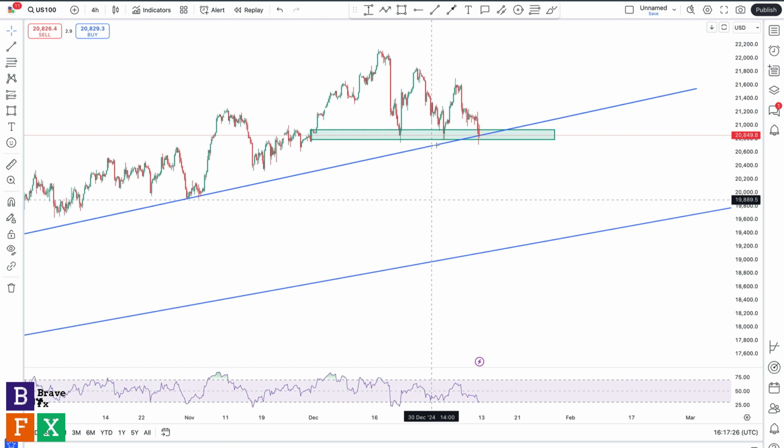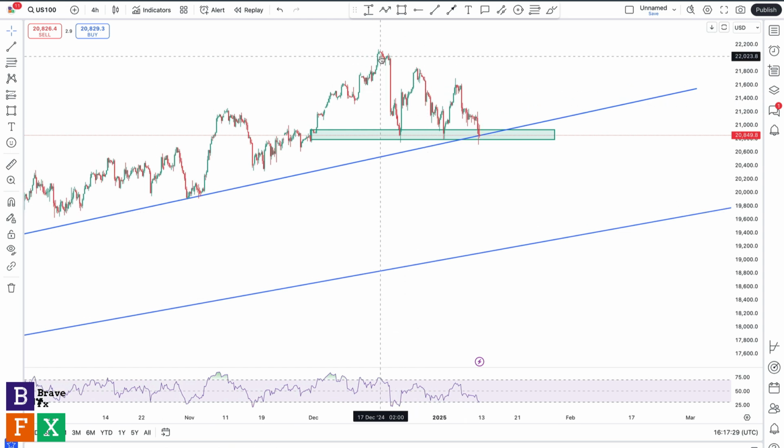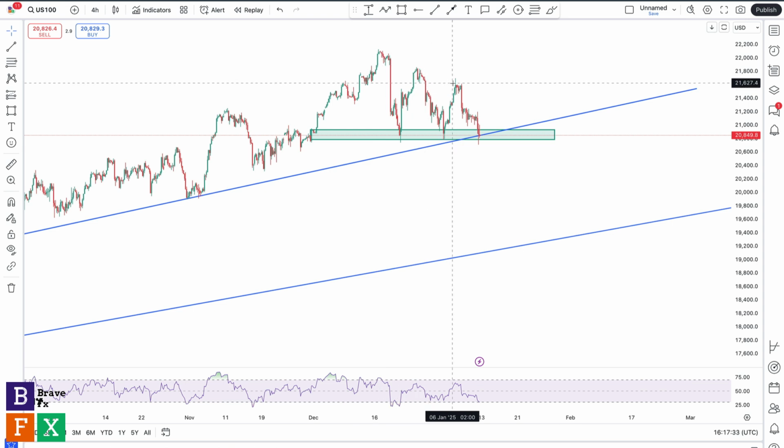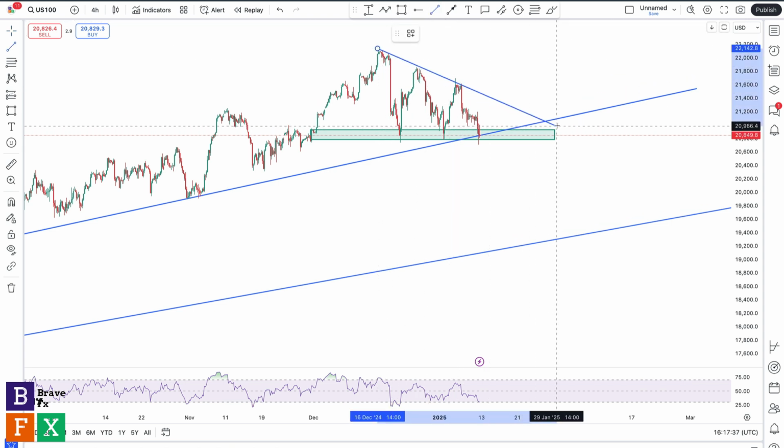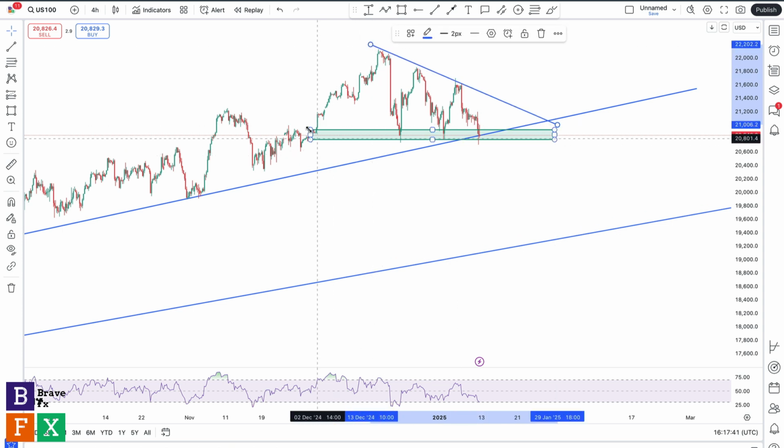Or few days, yeah, few weeks. So since December 17th, 2024, so last year, we've had 1, 2, 3 lower highs, which equates to a descending triangle, right? If you take these highs, you take this area of value, this looks like a descending triangle.